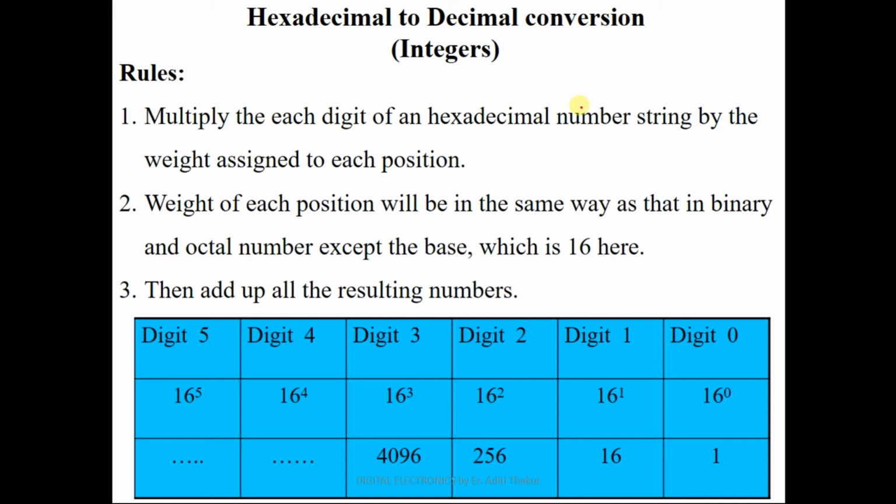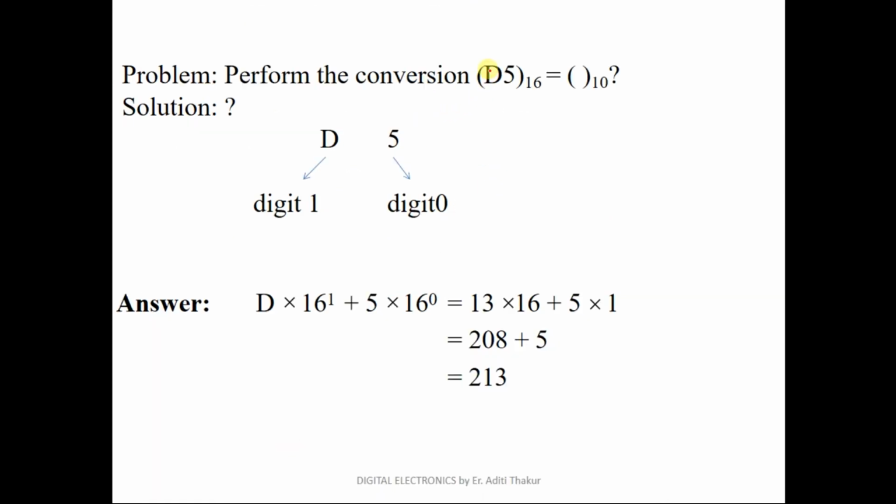Now in case of integers, as these are also weighted numbers, each and every digit position has its equivalent weight as shown in the table here. So we have to just multiply each digit by the corresponding weightage of that particular position. As digit 0 has a weightage 16 raised to the power 0, digit 1 has a weightage 16 raised to the power 1, and digit 2 has a weightage 16 raised to the power 2, and so on. So we can understand this by giving the example D5.